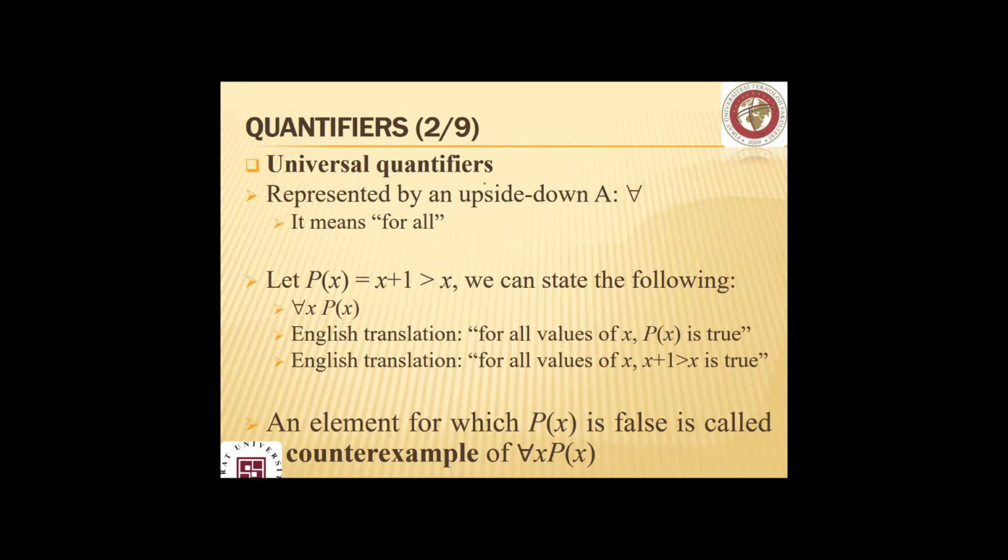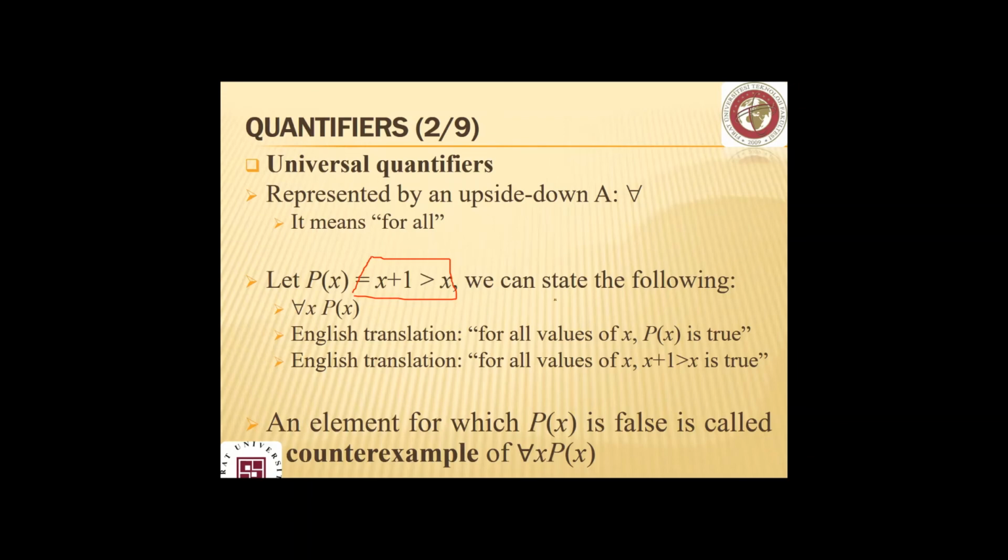Now for the universal quantifier, we represent it by an upside down A, and it means all, or for all values of a certain set. Now, what is the point with predicates? Back again to predicates, and now you will start linking the points to each other. P of x equals x plus 1 greater than x. So we are representing a predicate here by this assertion. It may be true, it may be false, depending on the assigned values of x.